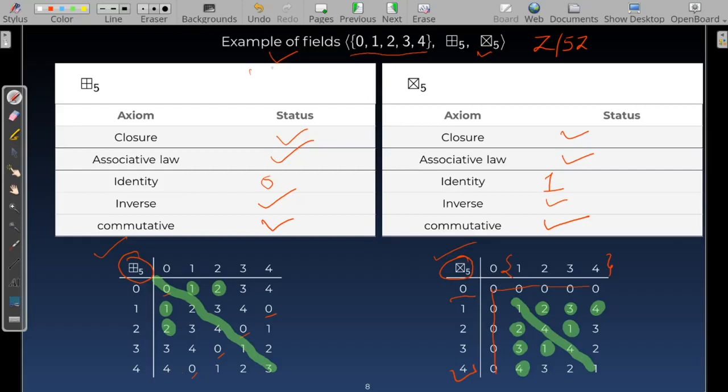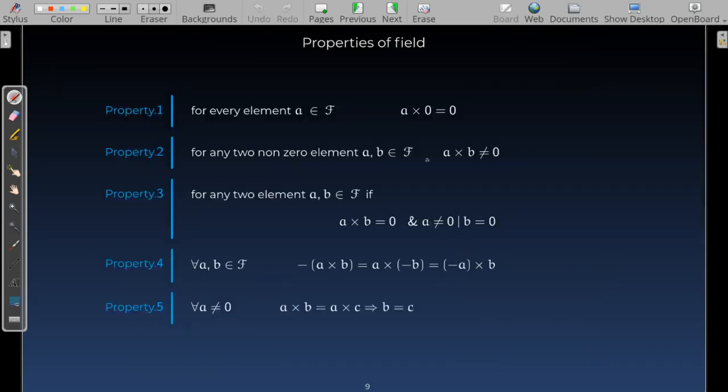And we have also seen that for any prime number p, the group Z divided by pZ actually forms a field. So if you have a set F which contains Z/pZ, then under modulo p addition and multiplication it is going to be a field, where p is a prime number. So here 5 was a prime number.